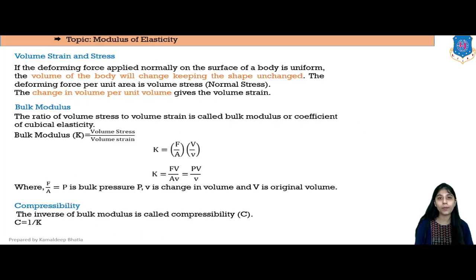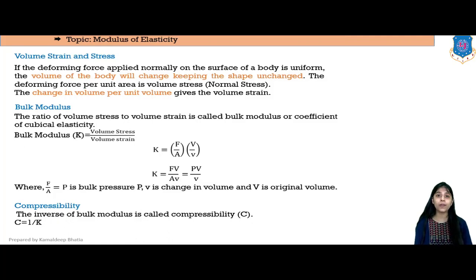Okay, so now let us study bulk modulus. If the deforming force applied normally to the surface of the body is uniform, the volume of the body will change, keeping the shape unchanged. The deforming force per unit area is volume stress, or sometimes known as normal stress, and the change in volume per unit original volume is known as volume strain. The ratio of normal stress to the volume strain is known as bulk modulus, or sometimes the coefficient of cubical elasticity. It is denoted by the letter K.